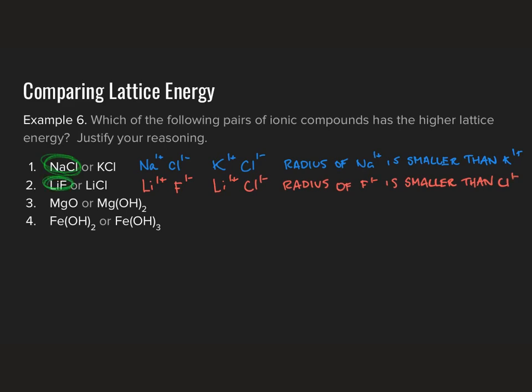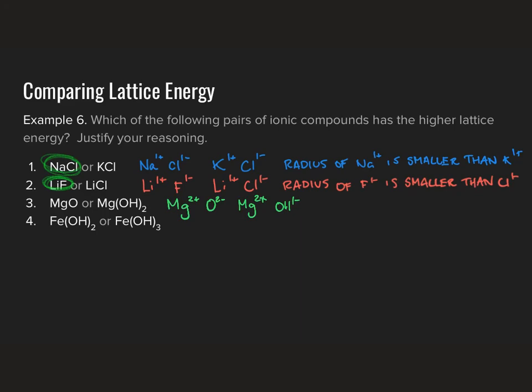The third one here is a little bit trickier. In this one, we've got two magnesium compounds, magnesium oxide and magnesium hydroxide. Magnesium is a group 2 element, an alkaline earth metal, and it has a +2 charge as an ion, therefore. So we've got magnesium ions with a +2 charge. We then have the oxide ion with a -2 charge, and the hydroxide polyatomic ion with a -1 charge. So this is a little bit trickier, but we've got two factors at play here.